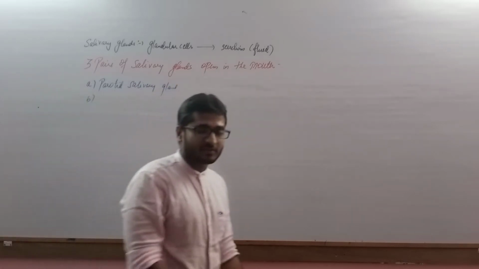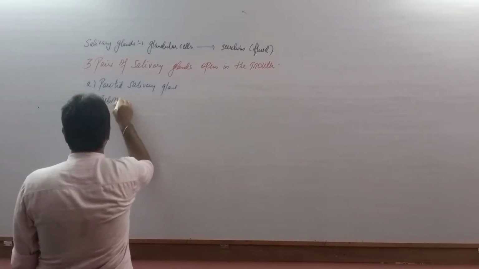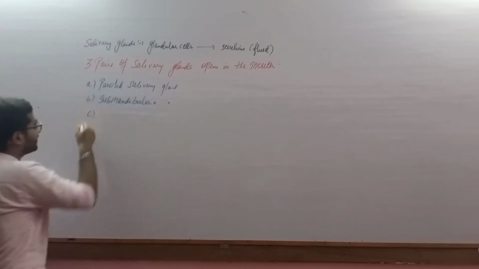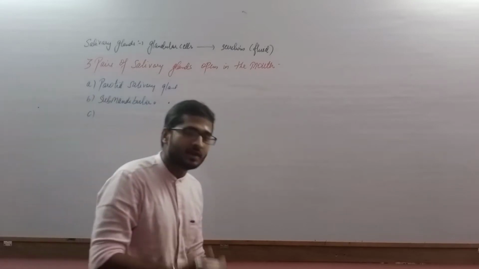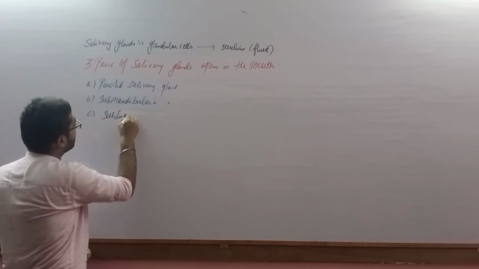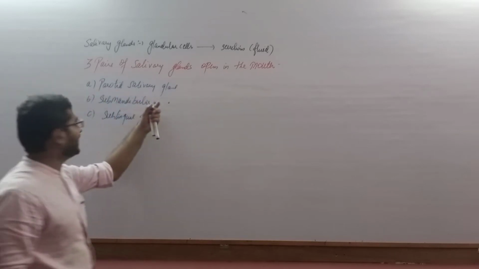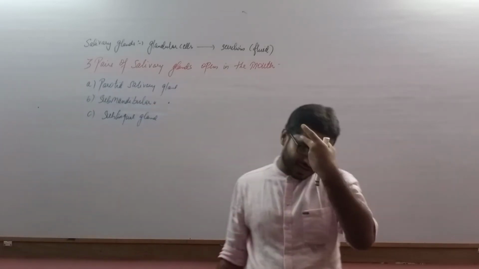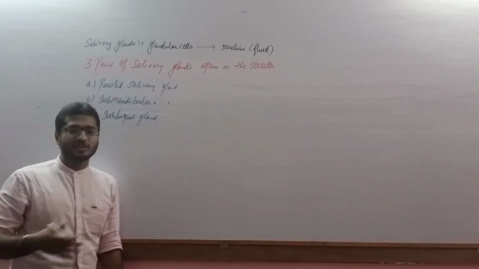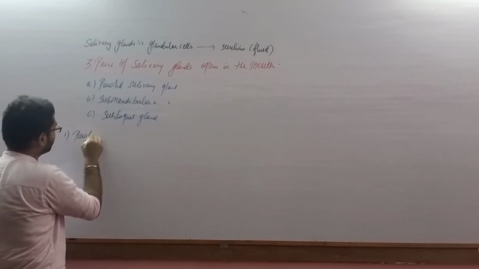The second gland is the submandibular salivary gland, and the third, that is C, is the sublingual salivary gland. Parotid salivary gland, submandibular or submaxillary salivary gland, and the third one is sublingual salivary gland. We will discuss each gland at a time in detail. So let us discuss first the parotid gland.